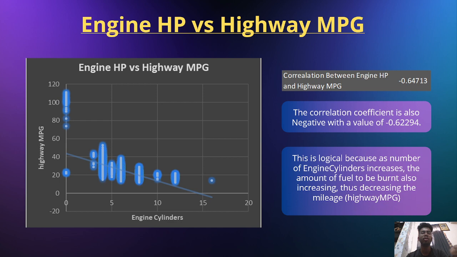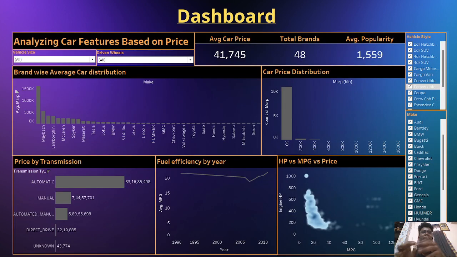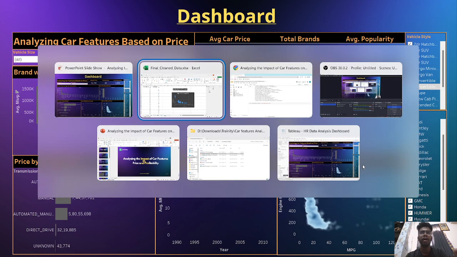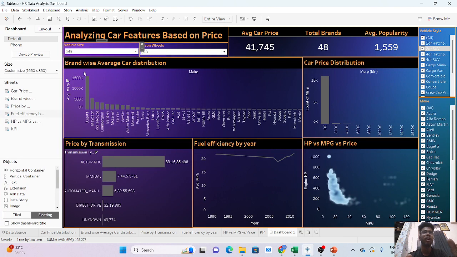Finally, what we have done is dashboard creation. For the dashboard, we have used Tableau, which is data visualization software. This is the Tableau dashboard. First, we found the brand-wise average cost distribution, a price distribution for each brand. You can see that Bugatti has the highest price range, followed by Maybach, Rolls Royce, and Lamborghini.